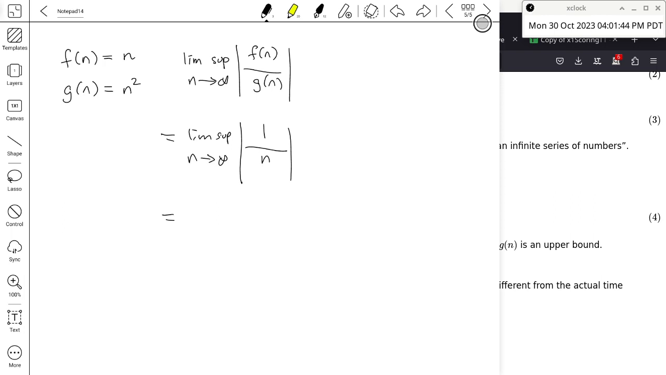Zero. It basically approaches zero. There's actually a limit, okay? That's a special case when limit superior and limit inferior are the same. But the bottom line is, the whole thing just boils down to zero. Is that infinity? No, okay. So we now say that g of n, which is n squared, is an upper bound of f of n, which is just n.